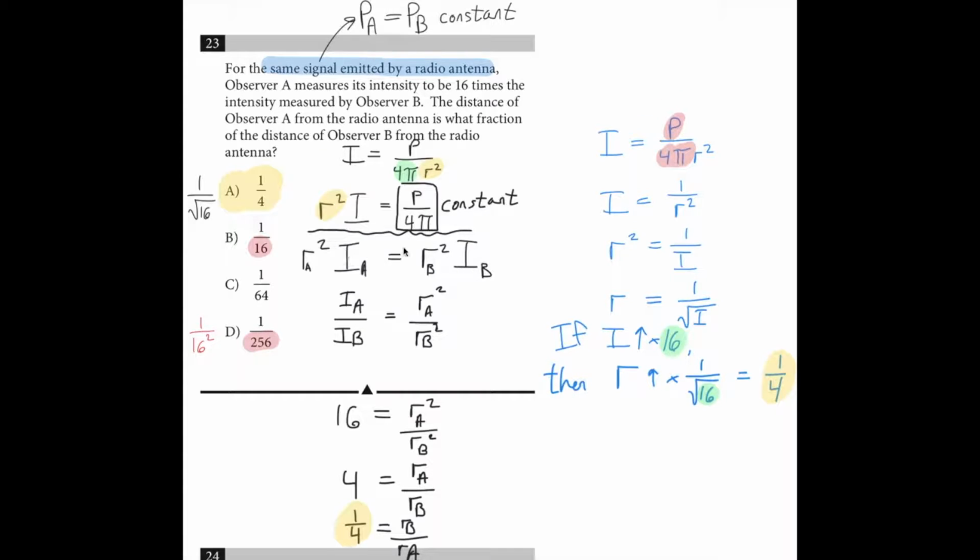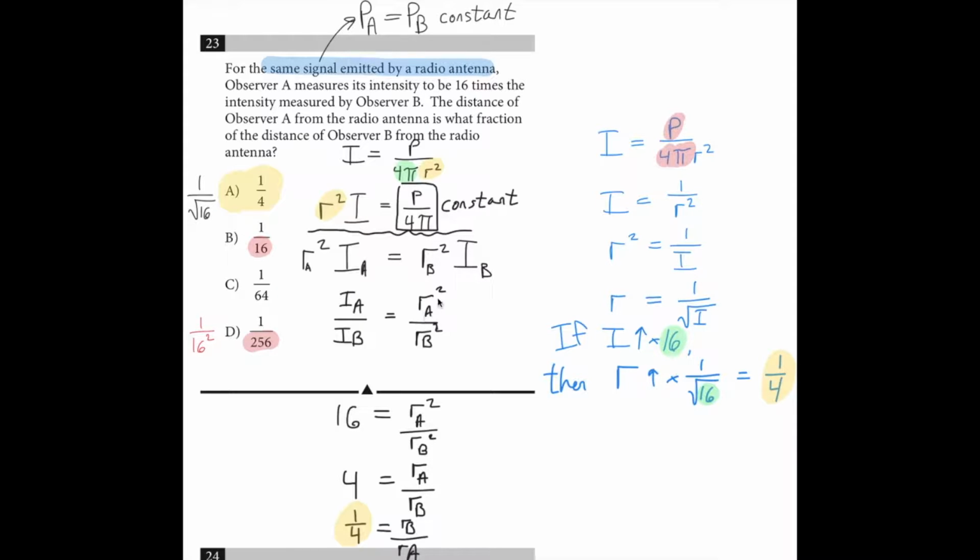Anyway, if you rearrange these yet again, you get I over A and I over B. The intensity felt by observer A divided by the intensity felt by observer B. Why did I do that? It's because we know that this is 16. IA over IB is going to be 16. So if this were something like 32 and this would be 2, you divide and get 16. Or if this were 160 and this were 10, you could divide and get 16.